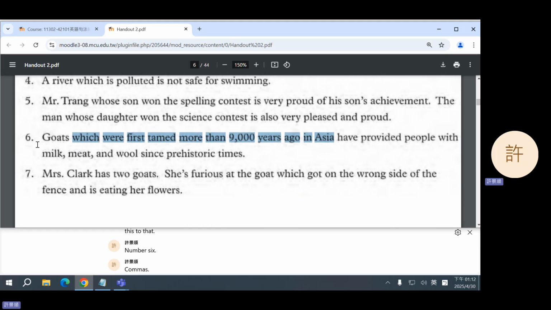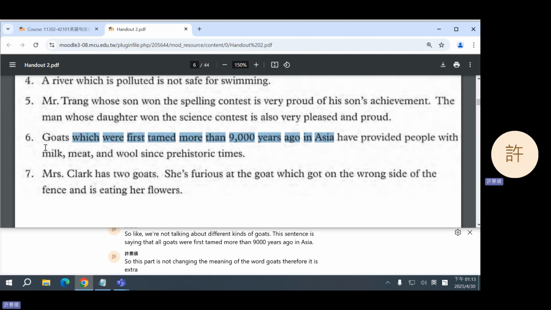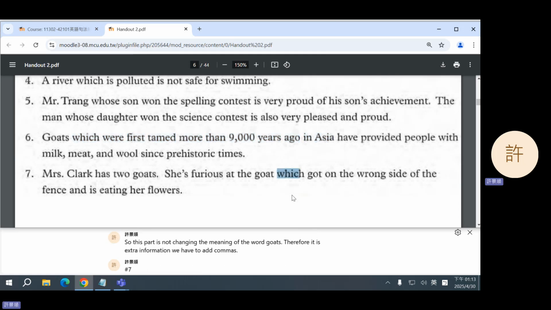So like we're not talking about different kinds of goats. This sentence is saying that all goats were first tamed more than 9,000 years ago in Asia. So this part is not changing the meaning of the word goats. Therefore, it is extra information. We have to add commas. Number 7, no commas. Change this to that.